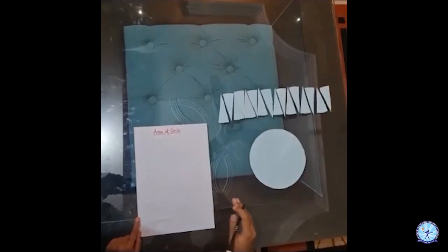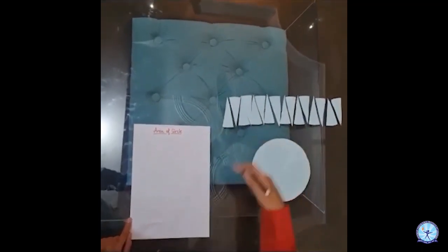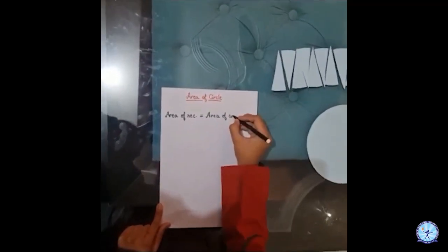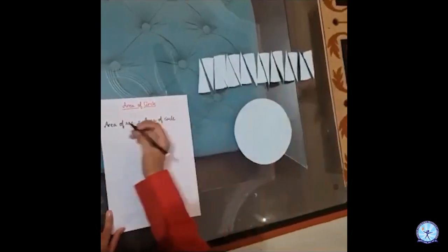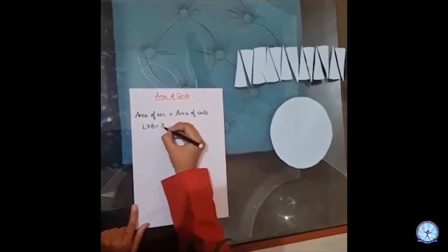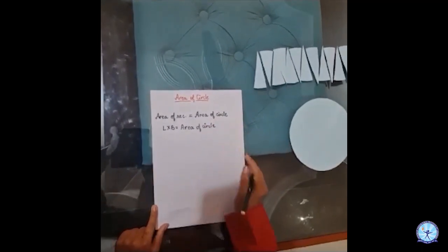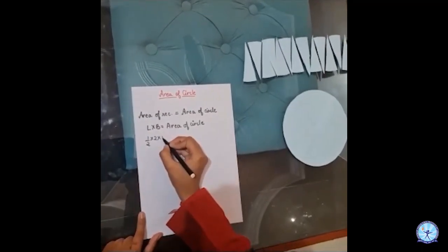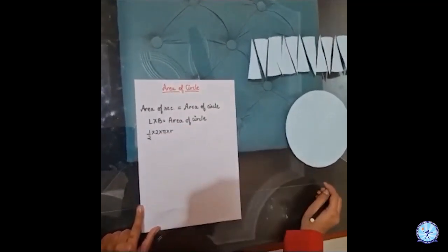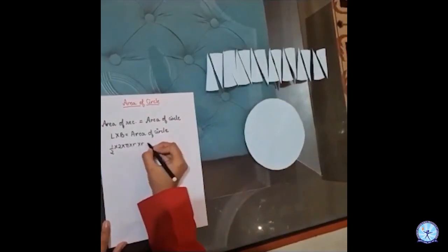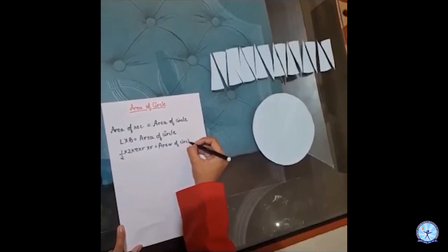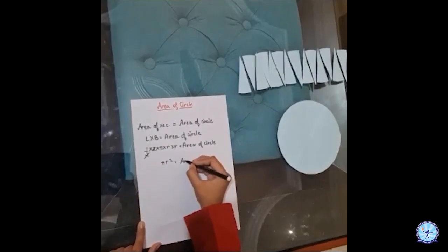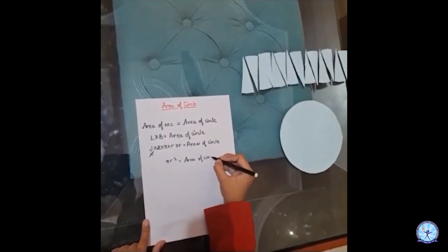As we can see here, the area of the rectangle is equal to the area of the circle. Area of the rectangle is length into breadth, which is equal to the area of the circle. The length of this rectangle is equal to half of the circumference, so 2 into pi into r, over 2, into breadth. And the breadth of the rectangle is the radius, so into r is equal to the area of the circle. 2 and 2 cancel and the remaining is pi r square. So we have proved why the formula of the area of a circle is pi r square.